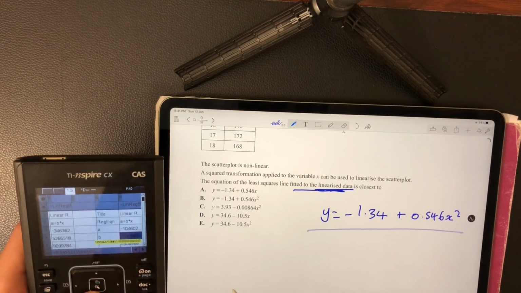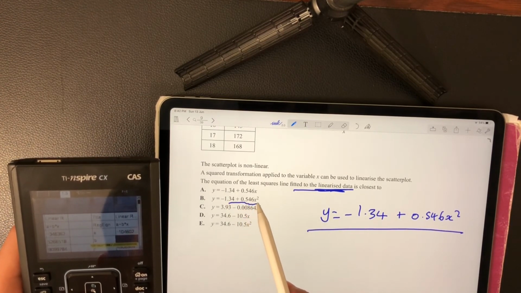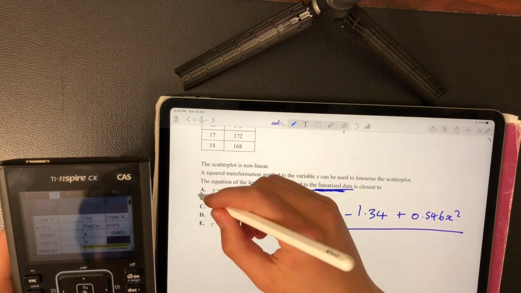Just look at the multiple choice options. Negative 1.34 plus 0.546 x squared. So therefore B is the correct answer.